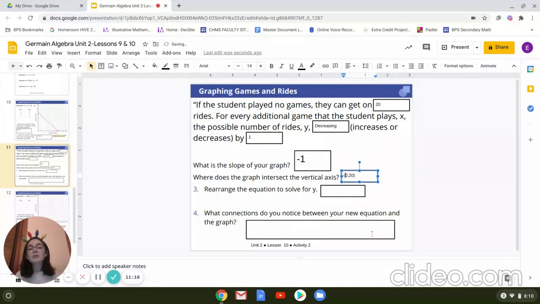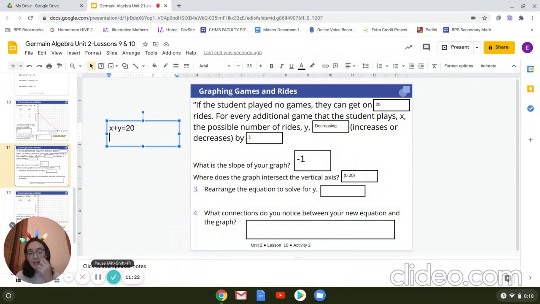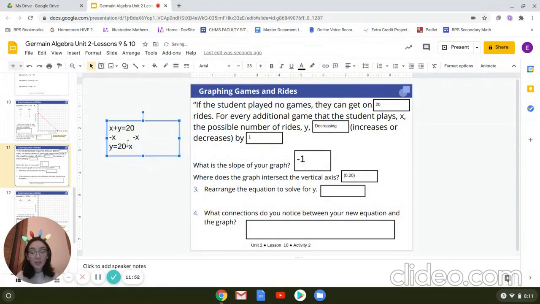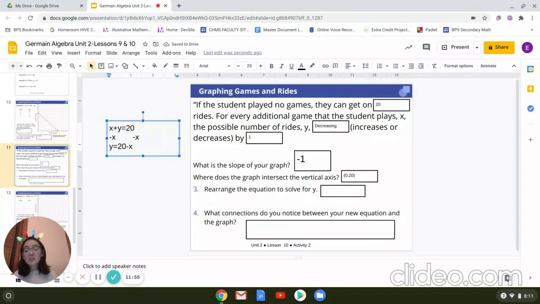Okay, now we're going to rearrange the equation to solve for y. I need to isolate for y, which means I need to move that x over to the right side. The way that I do that is by subtracting x from each side. Sorry, guys. This can be rewritten as y is equal to 20 minus x. To make sure that our slope was correct, this is a negative x, which can be written as -1x. So that slope of -1 that we found up here is in fact correct.